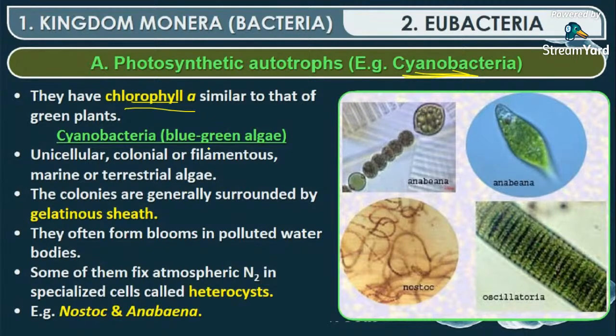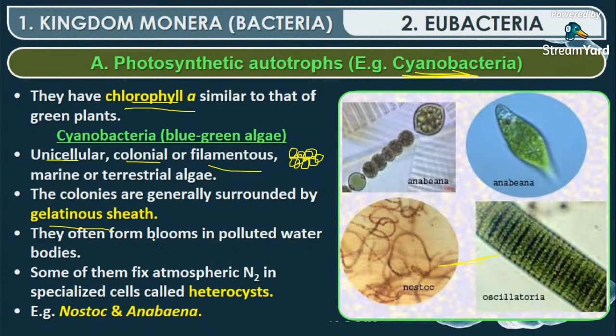Cyanobacteria is also known as blue-green algae, and it is unicellular, colonial, or filamentous. They can be seen as a filament, in colonies, or in clusters. They are unicellular, single celled. They are marine or terrestrial, seen in water and on land. Therefore, they are known as cyanobacteria or blue-green algae, and their colonies are generally surrounded by a gelatinous sheath.